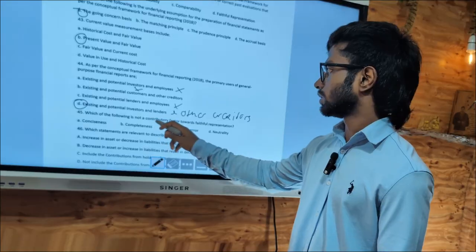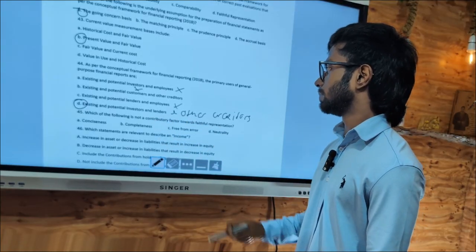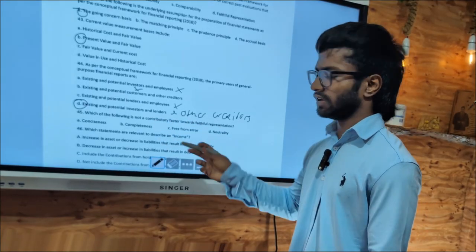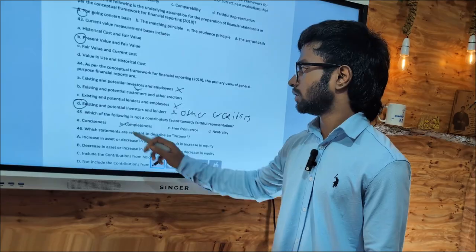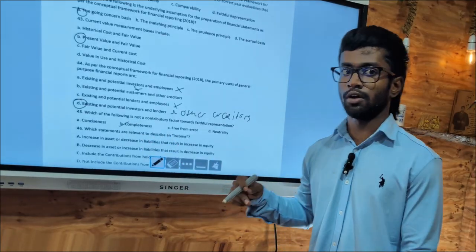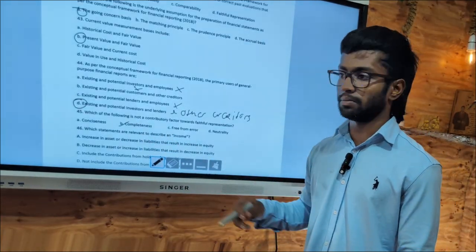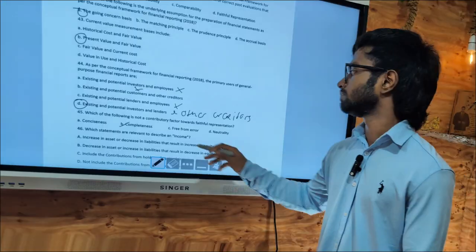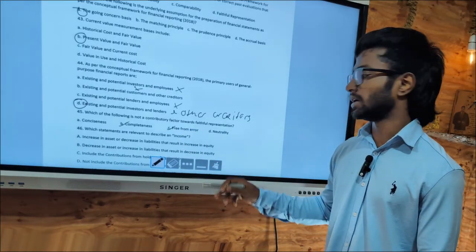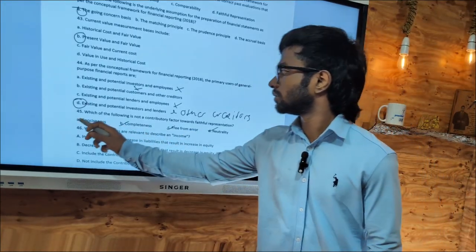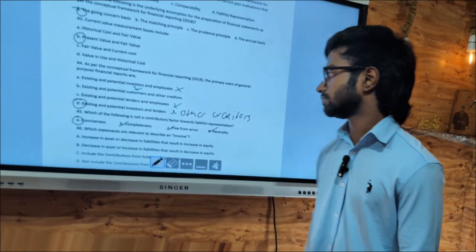Which of the following is not a contributory factor towards faithful representation. So we came across this before also. This should be complete when you're publishing your financial statements. The statement should be complete, and you try and minimize the error, and you can't be biased. This doesn't come. A doesn't come.